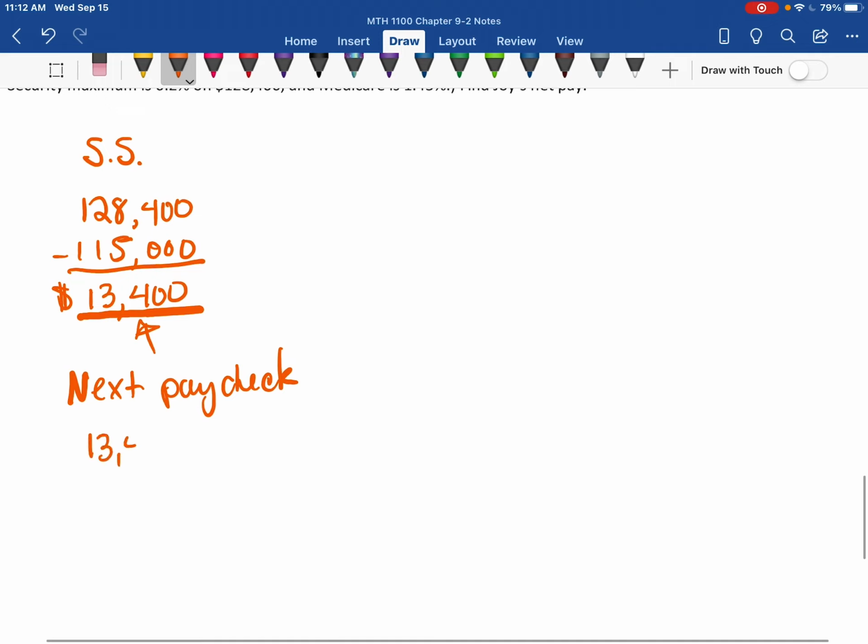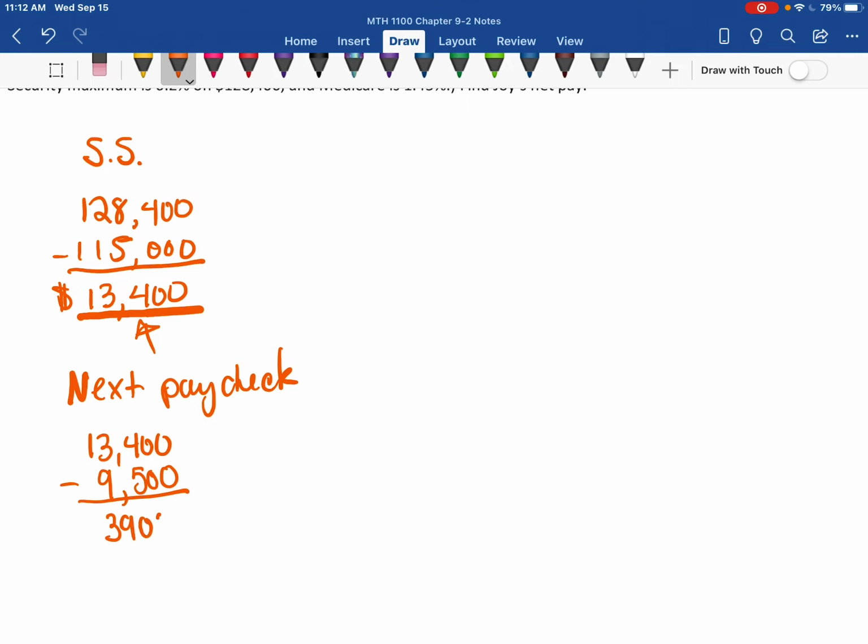If I take what her base is right now, she's going to pay on a base of $9,500 for this paycheck, and that means for the next paycheck, let's see. Whoops, hold on. I typed that in wrong. 13400 minus 9400. What's left is her base for the next paycheck.